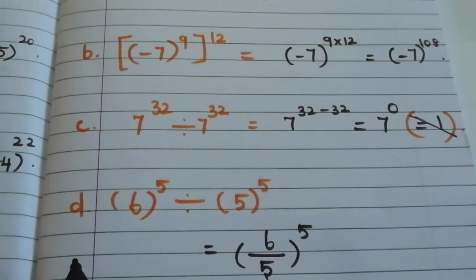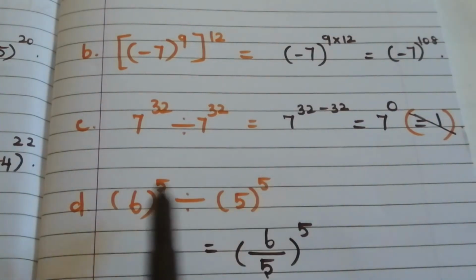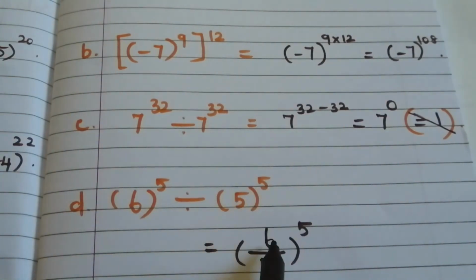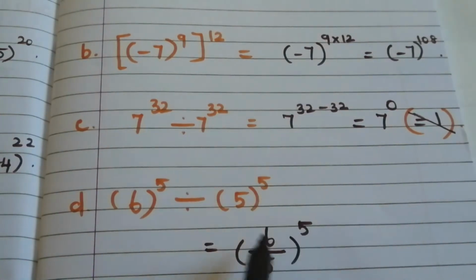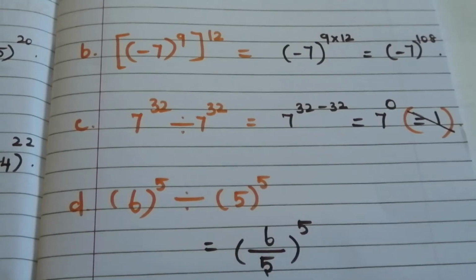And problem D, 6 power 5 divided by 5 power 5. And here the powers are same but the bases are different. So you have to divide the bases and then you write the power as it is. So here the power is 5. So 6 divided by 5 whole power 5.